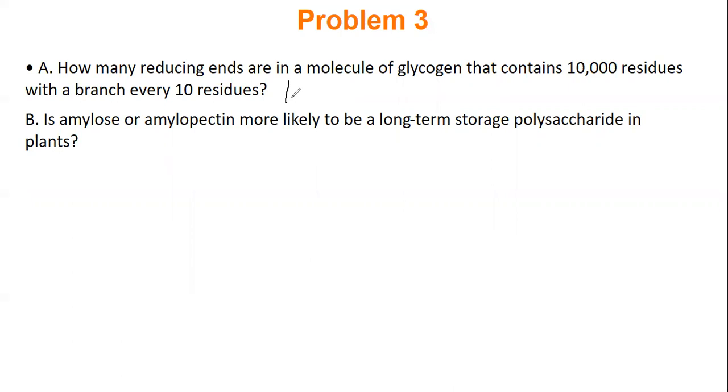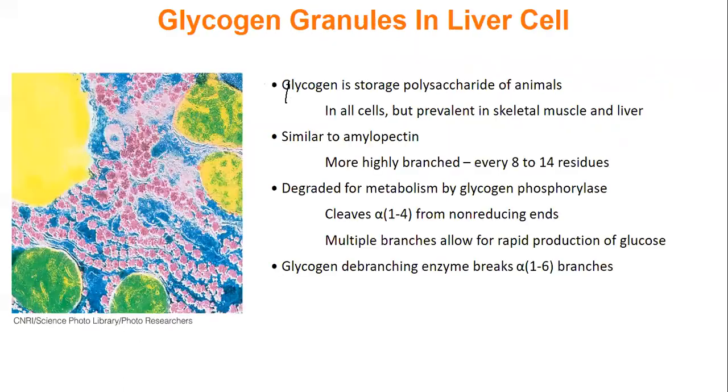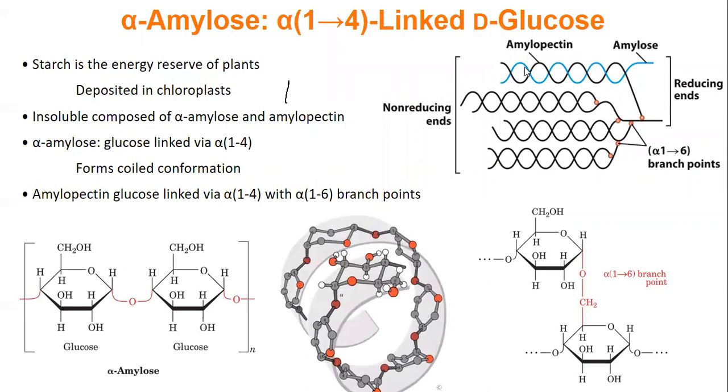And B: which is more likely to be long-term storage, amylose or amylopectin? That should be amylose. Let me just double check the picture here. Yep, so amylose, if we go back to this picture, remember I said you can only take from the non-reducing ends. So imagine we have this very long amylose, even longer than this. When I want to take off glucose, I can only do it 1 at a time because I have to take it from 1 end. Amylopectin, though, I'm taking it off multiple ends.